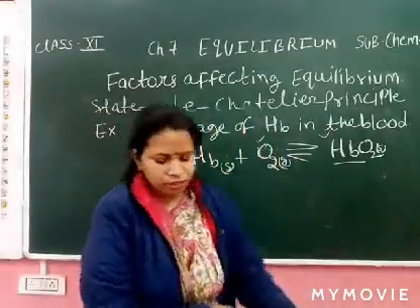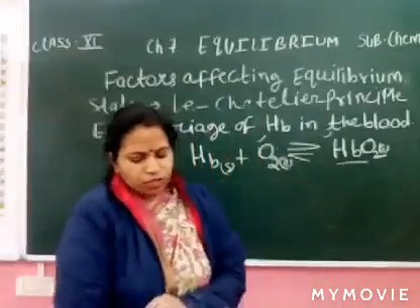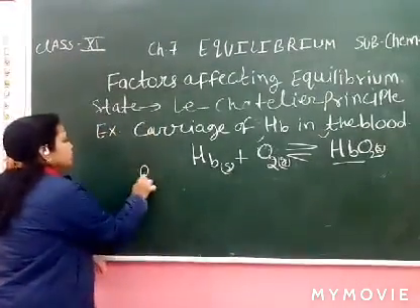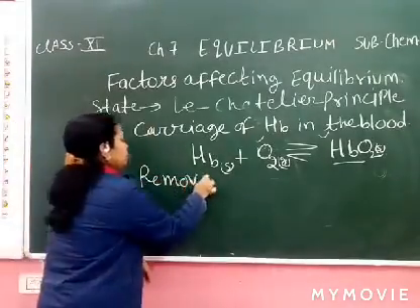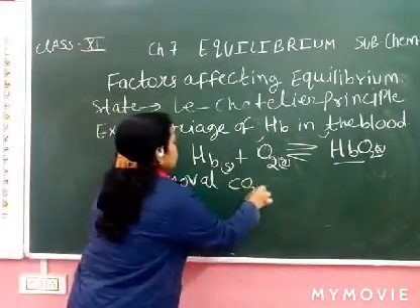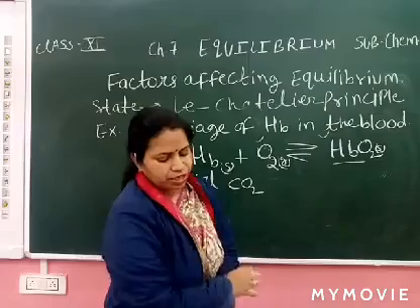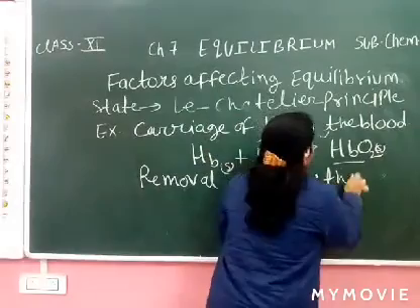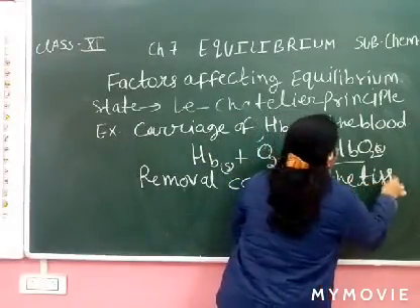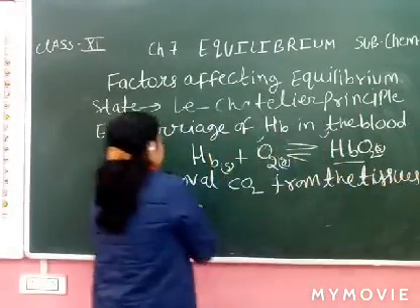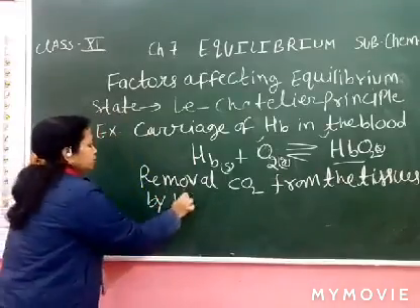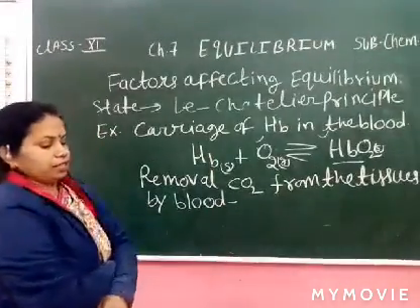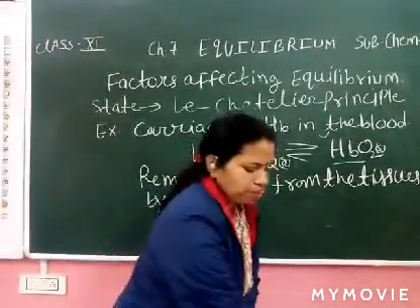Next example, removal of carbon dioxide from the tissues by the blood. It is also an example which is explained by the Le-Chatelier principle, and there is also an equilibrium present.